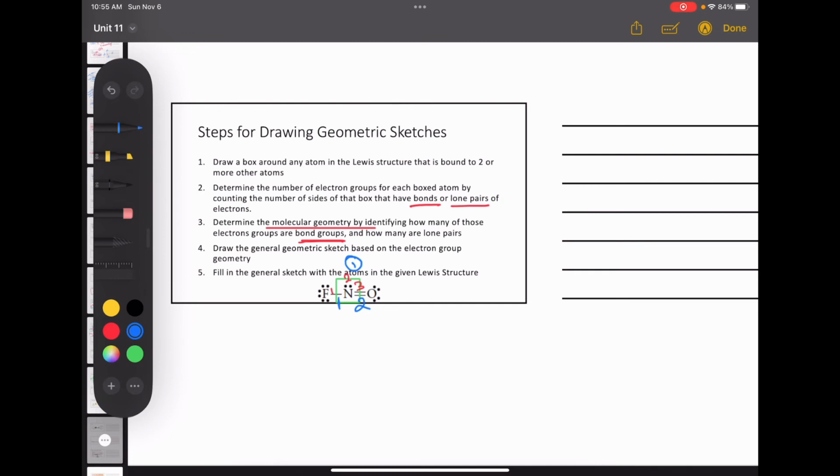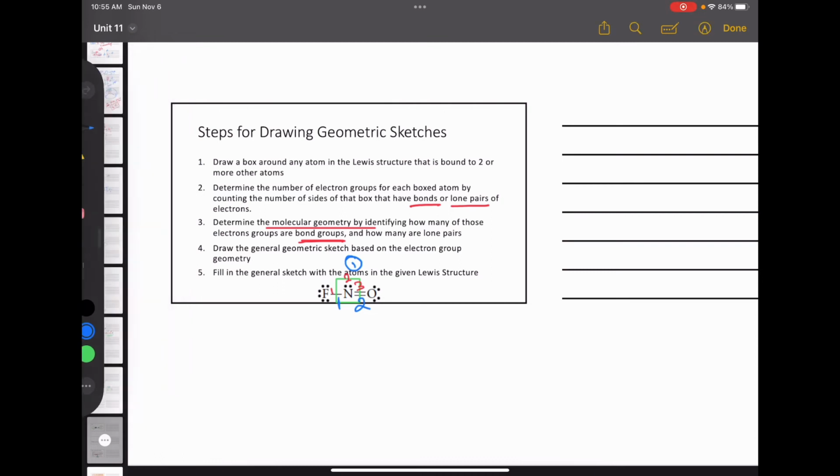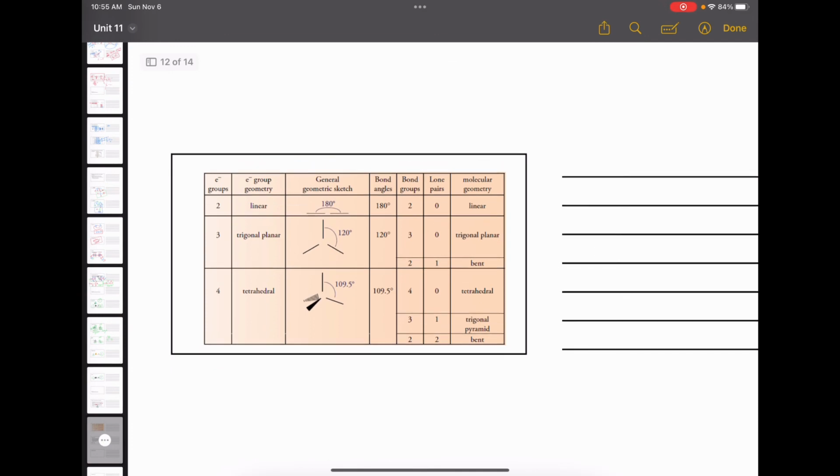And then we draw the general geometric sketch based on the electron group geometry, and then we fill in the group sketch with the atoms in the given Lewis structure. All right, let's do that together.